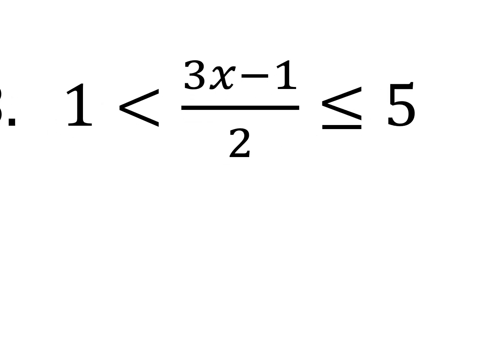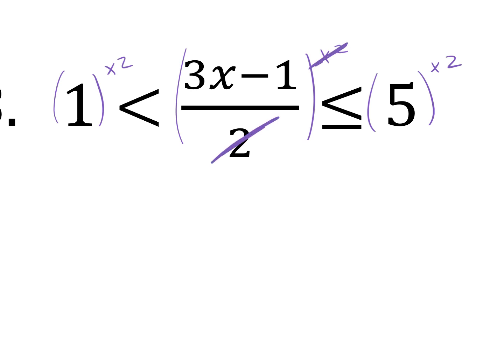What should I do first for 18? If x is being divided by 2, how do I get rid of it? Multiply. So I'm going to multiply everything here by 2, the left side times 2, and the right side times 2. Now multiplying the middle times 2 just cancels out with the dividing 2 on the bottom. Everything else stays the same in the middle. 1 times 2 would be 2, so 2 is less than 3x minus 1, which is less than or equal to 10. What would we do next?